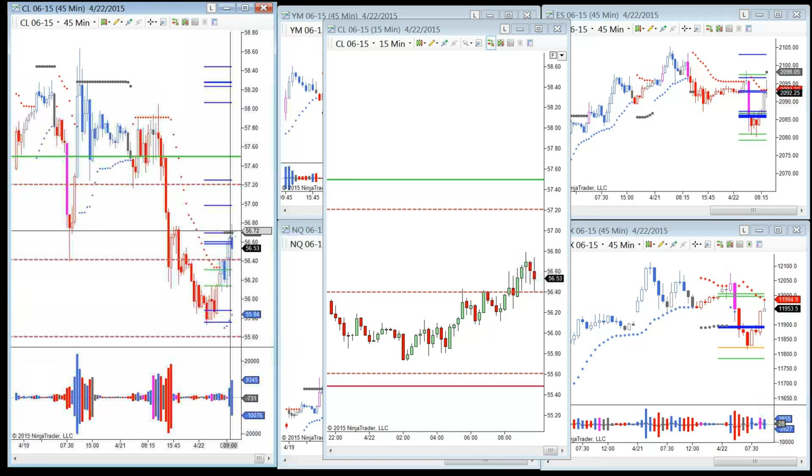On crude, do you see how you've got that congestion area at 56.70? That may cause them to retrace. But crude, I'm not trading the indicators. I'm trading what? Just a market report. Okay?